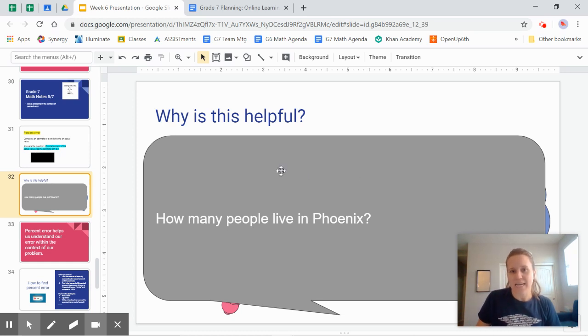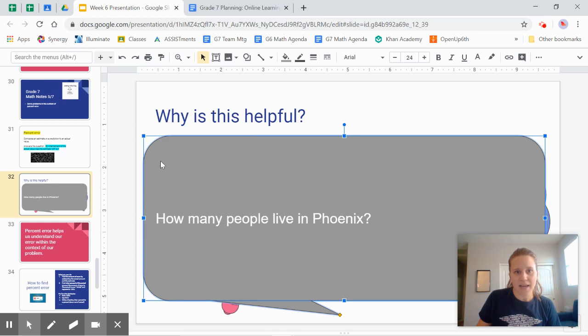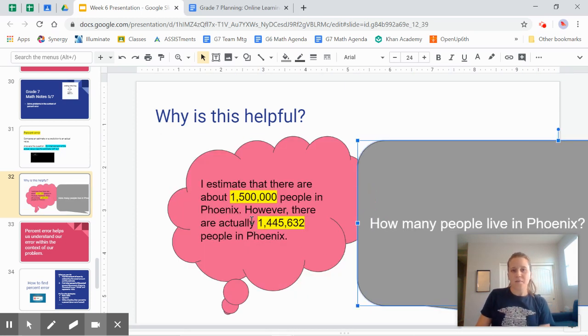Okay, I want to show you my estimate. I estimated that there were 1,500,000 people in Phoenix. When you hear on the news or when you read an article, often people will round to a nice number with a lot of zeros because big numbers like that fluctuate a lot, right? So 1,500,000 people in Phoenix, and that data was from the census in 2010.